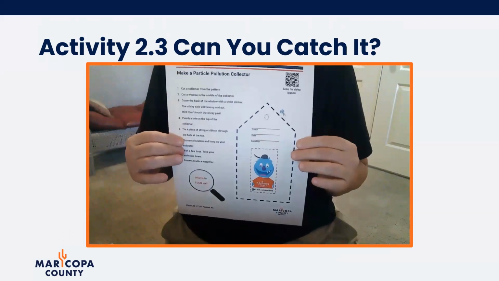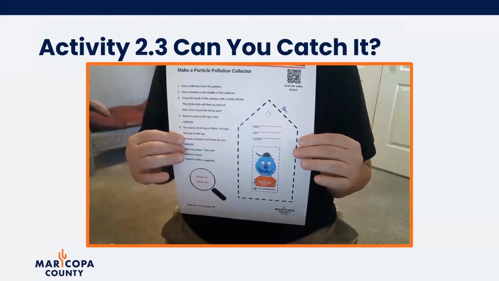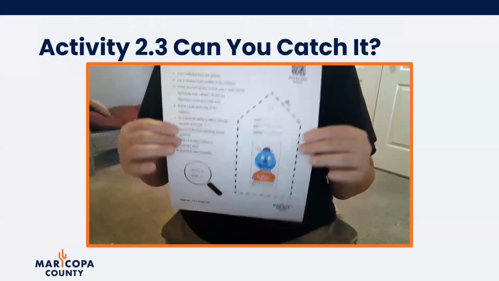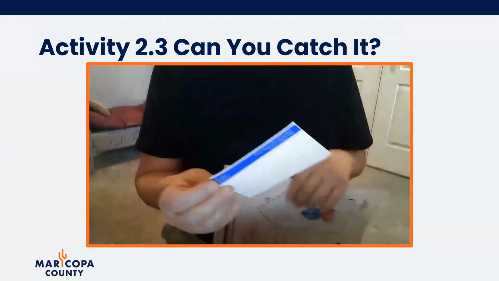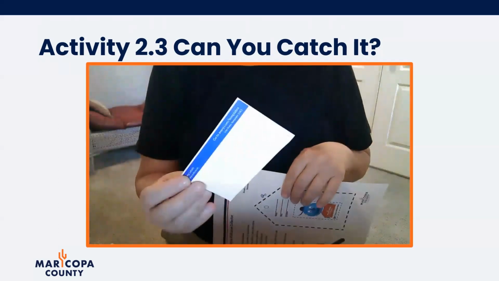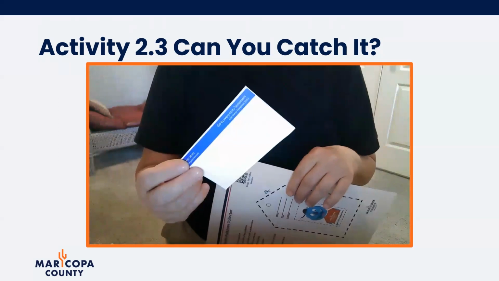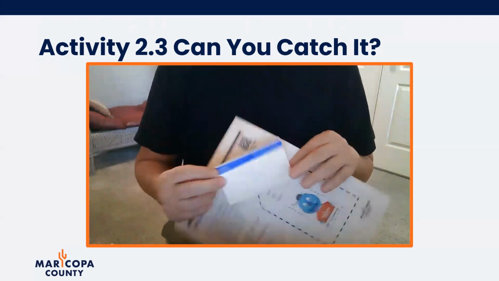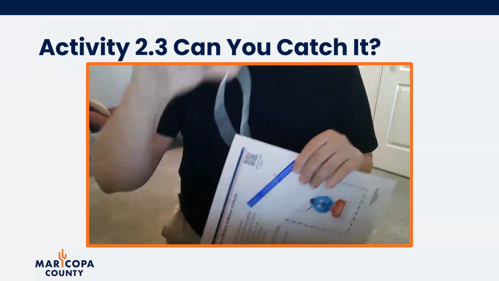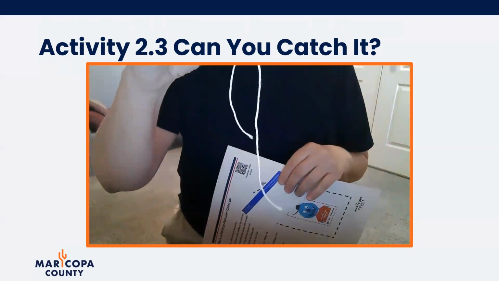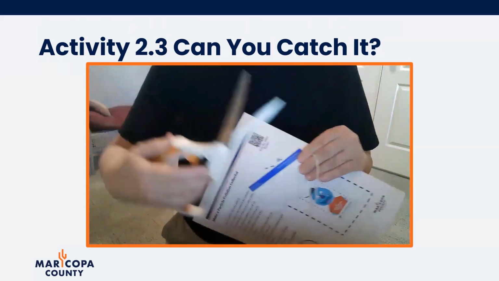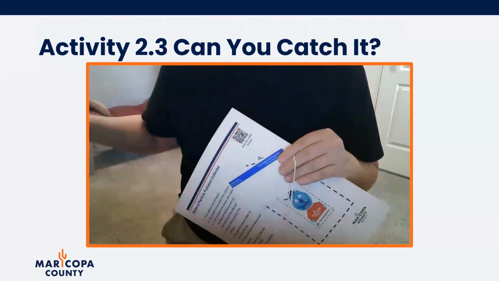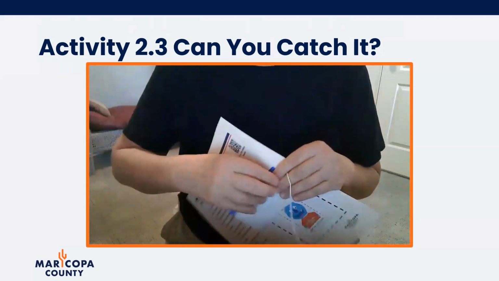I'm going to show you just how easy it is to make a particle pollution collector. First, you'll need a pattern. You'll also need a sticky label. And if you don't have a sticky label, you can use Scotch tape or masking tape. You will also need a piece of string that is about 8 to 10 inches long. And then, of course, you'll need a pair of scissors. And if you have a hole punch, that can be useful too.